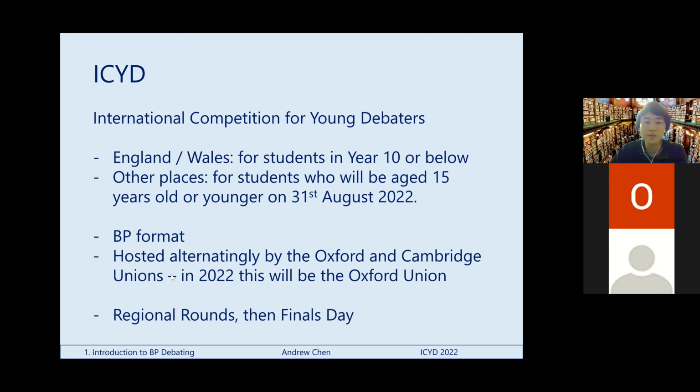As we've mentioned lots of times already, it's held in a BP format, which we spent most of today looking at. And it's hosted alternately by the Oxford and Cambridge Unions. So last year it was run by Cambridge. This year it's being run by the Oxford Union again. And the structure of the competition is that we start with regional rounds and then there's a finals day that the top teams will get to attend.